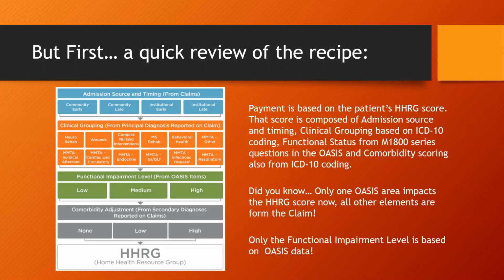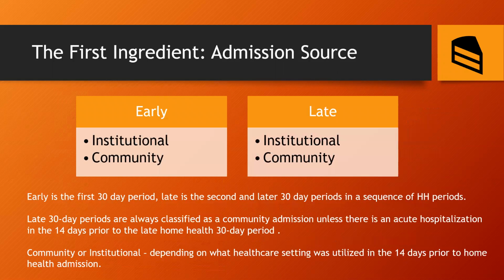So only one OASIS area is going to impact the HIPPS score, and that's the functional impairment level. That's the only piece of the OASIS data that's going to pull over onto the claim to help influence that HIPPS score under this new payment system. So we're going to look at the recipe.